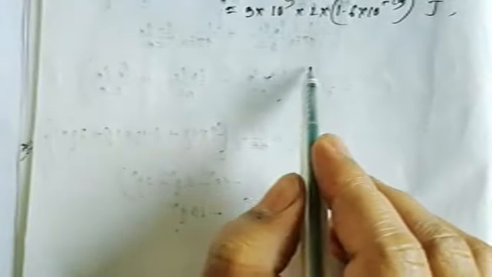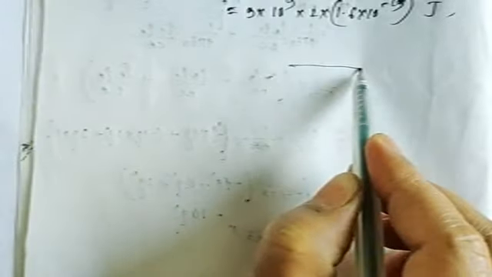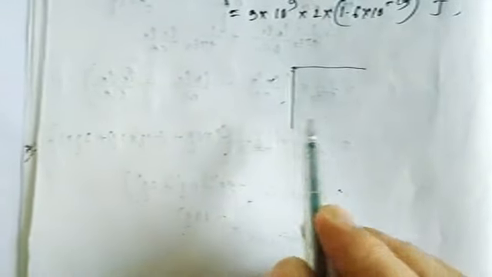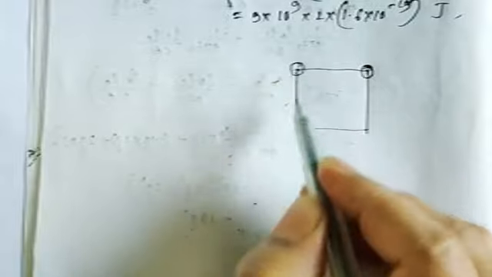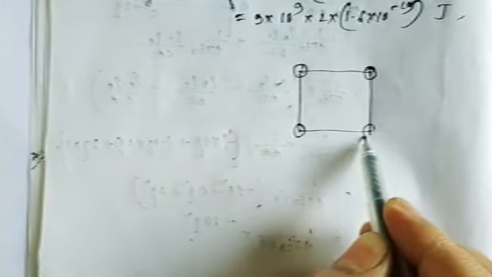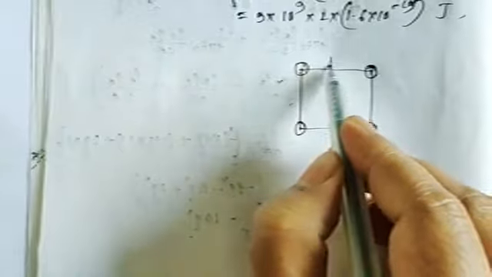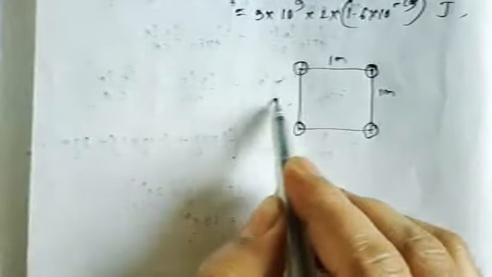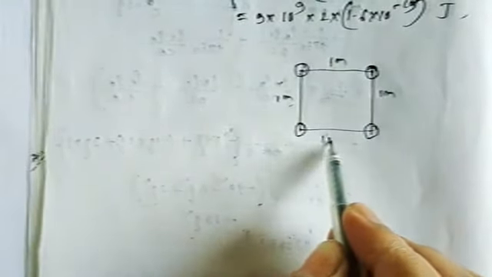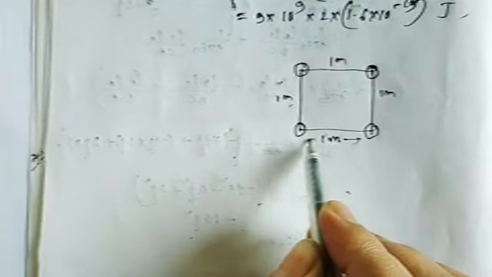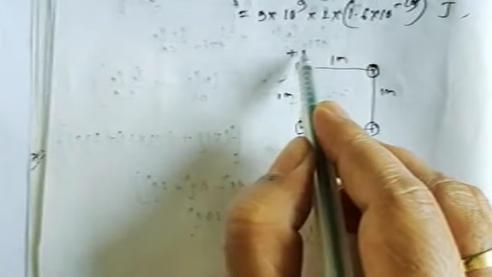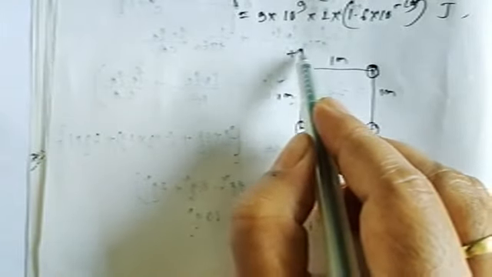Now we will proceed with the square. Suppose within the square the charge is already given, and the side is 1 meter. All the charges are 2Q.